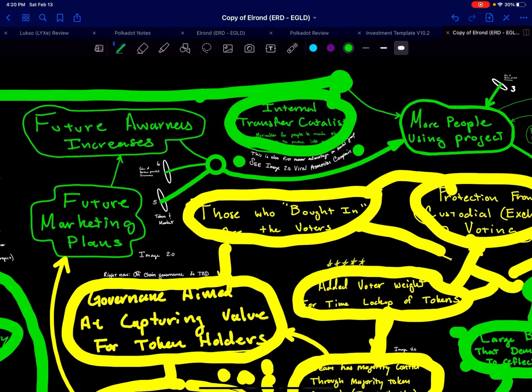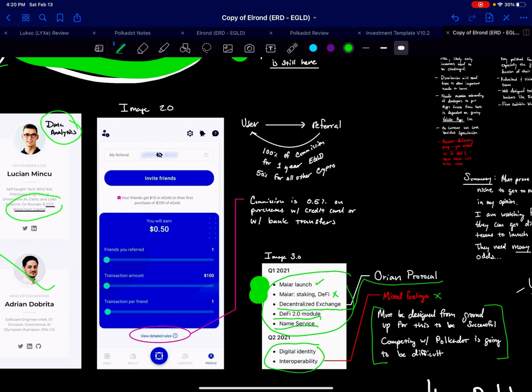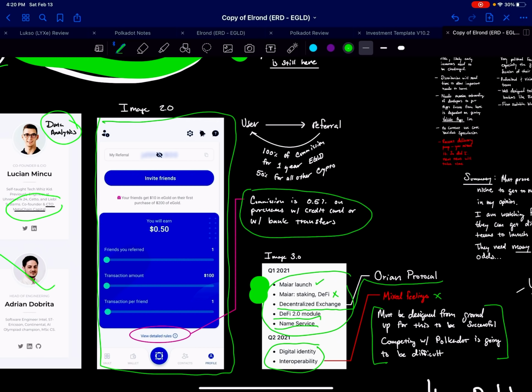Well, you can see my image 2 for viral promotion campaign. Here in the app, they have this method where everybody you onboard, you get the commission. This is one of the ways that they make their money, commissions from buying the token. And you create demand on the app. You use the token for access to those services, many of them could be financial. And then you charge a one-time commission just for purchasing it. From every user that you reference, you get 100% of their commission for a year, and 50% for all other cryptos besides EGLD.